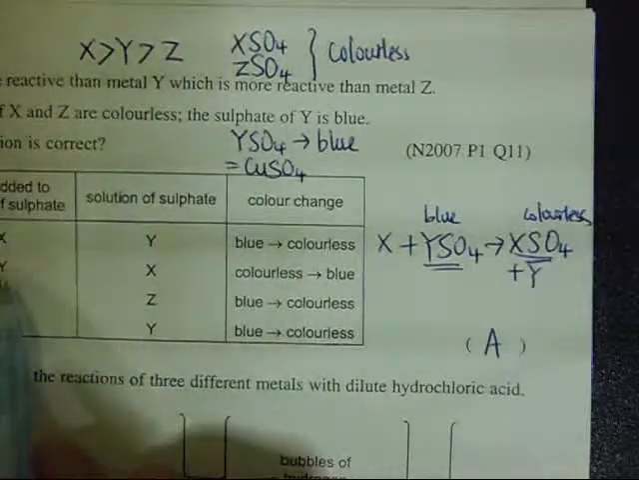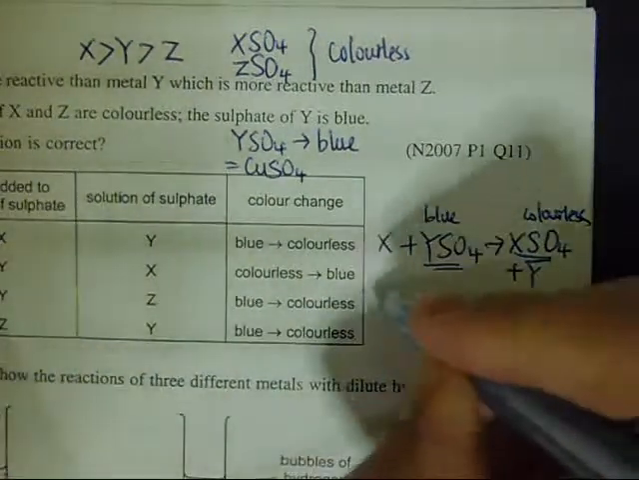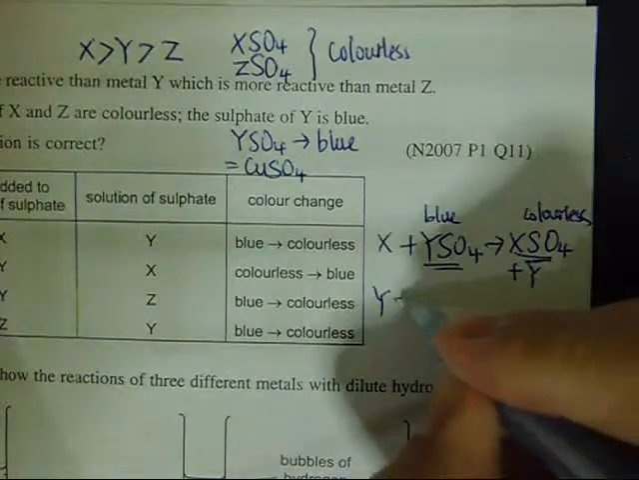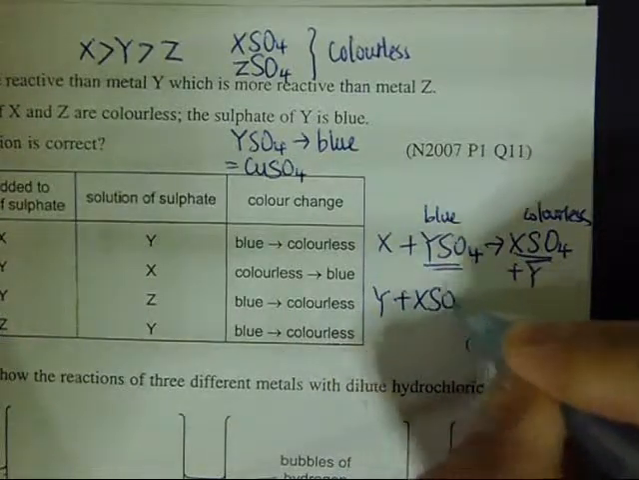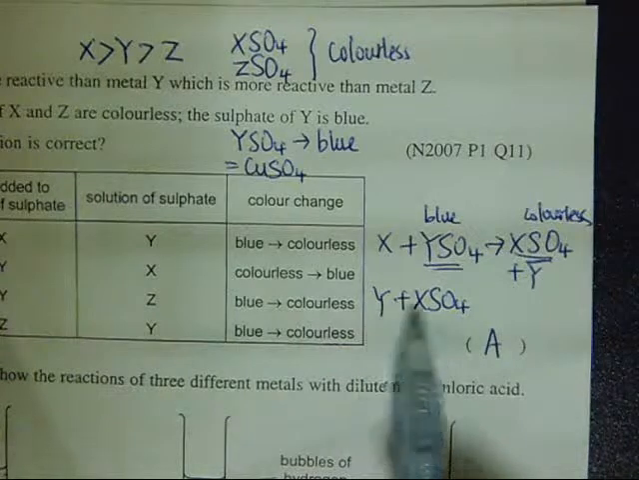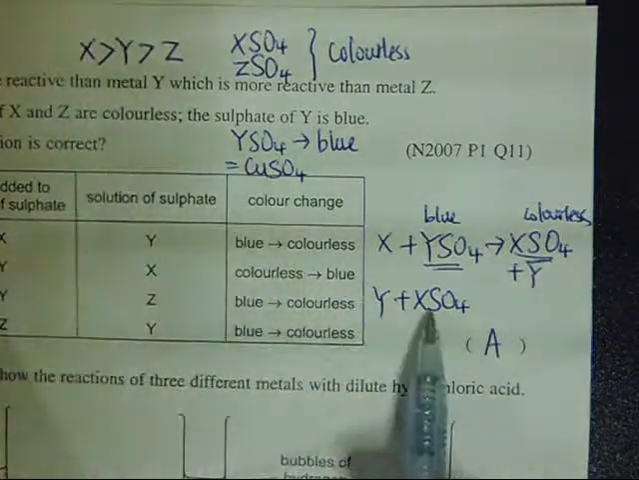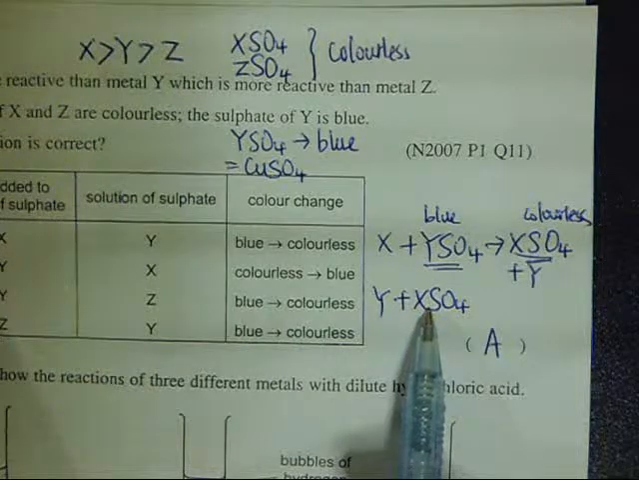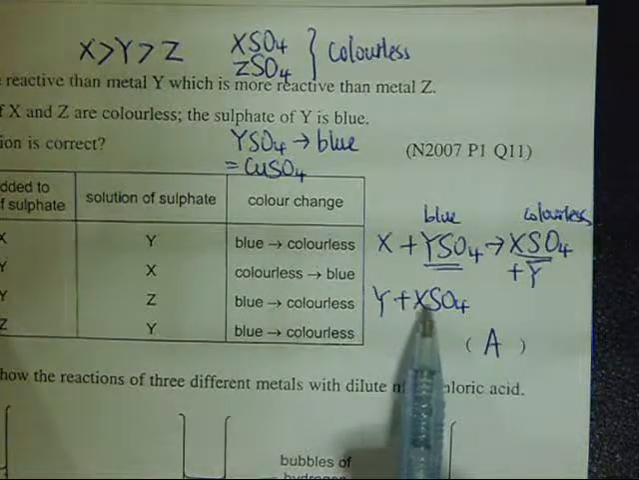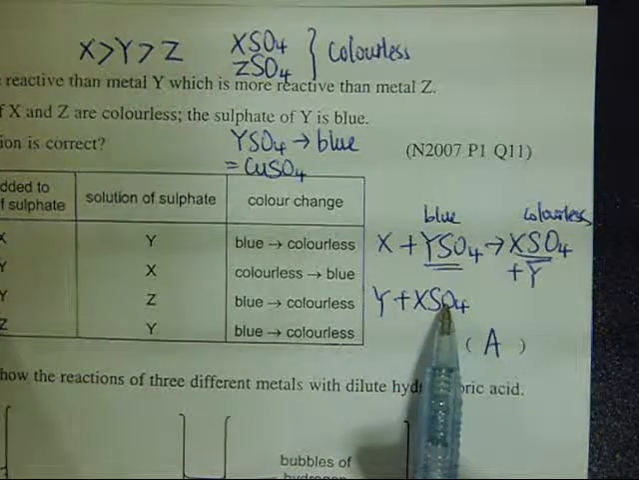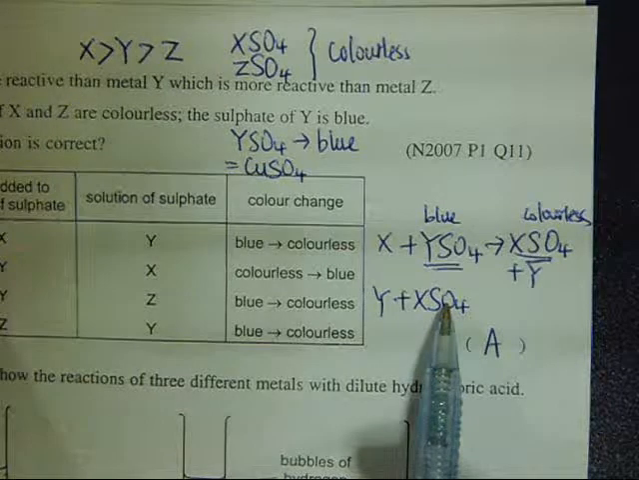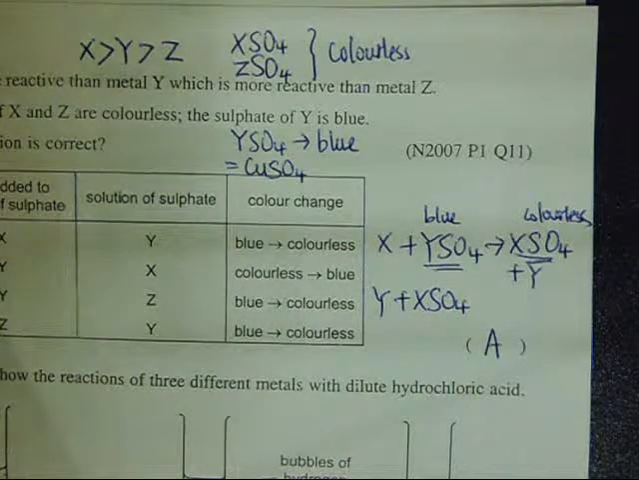If you look at the second one, Y is added to the solution of sulfate XSO4. X and Y, which one is more reactive? X is more reactive. So there will be no reaction for this, because X is more reactive, therefore it will hold on to the sulfate to itself. Okay, and you can go through the rest.